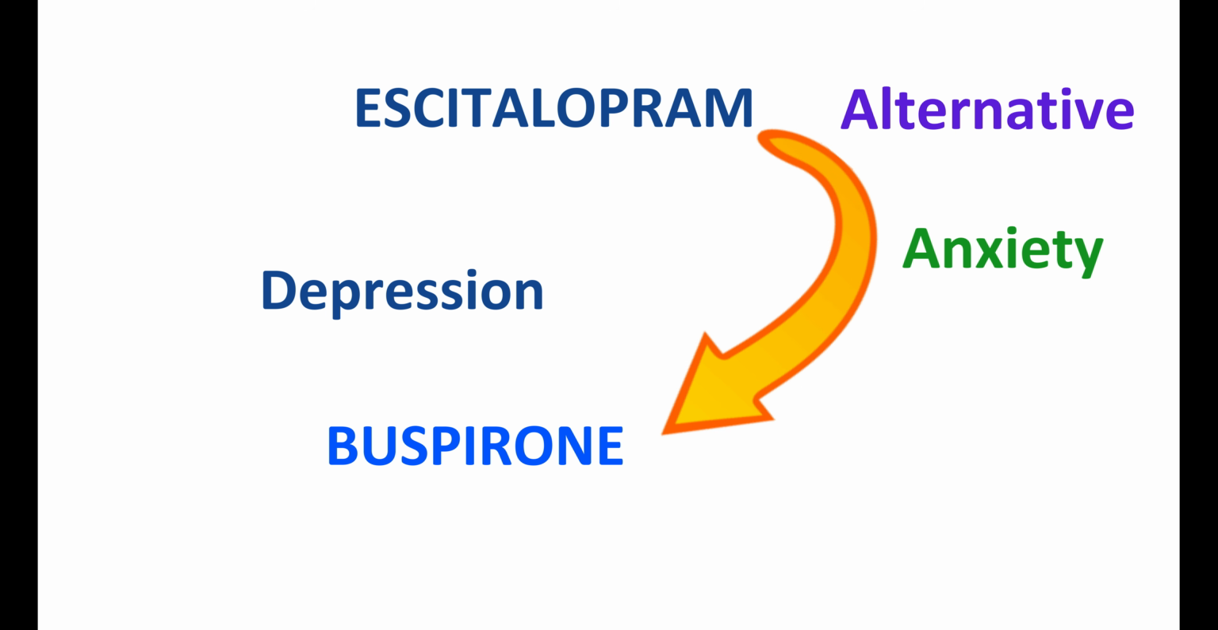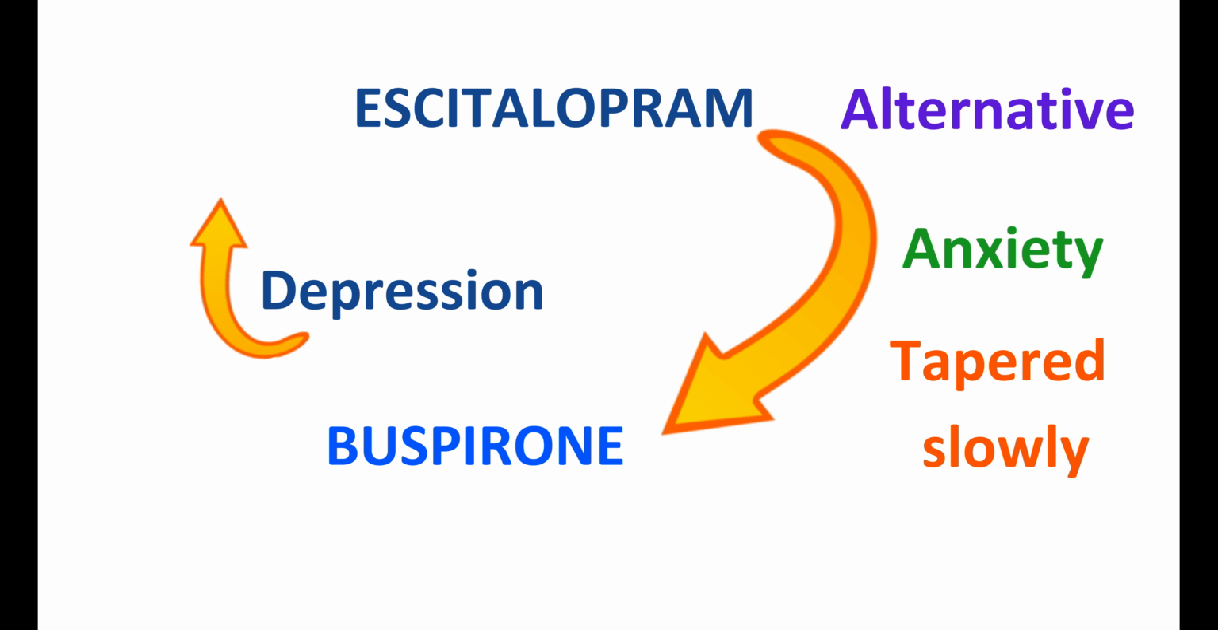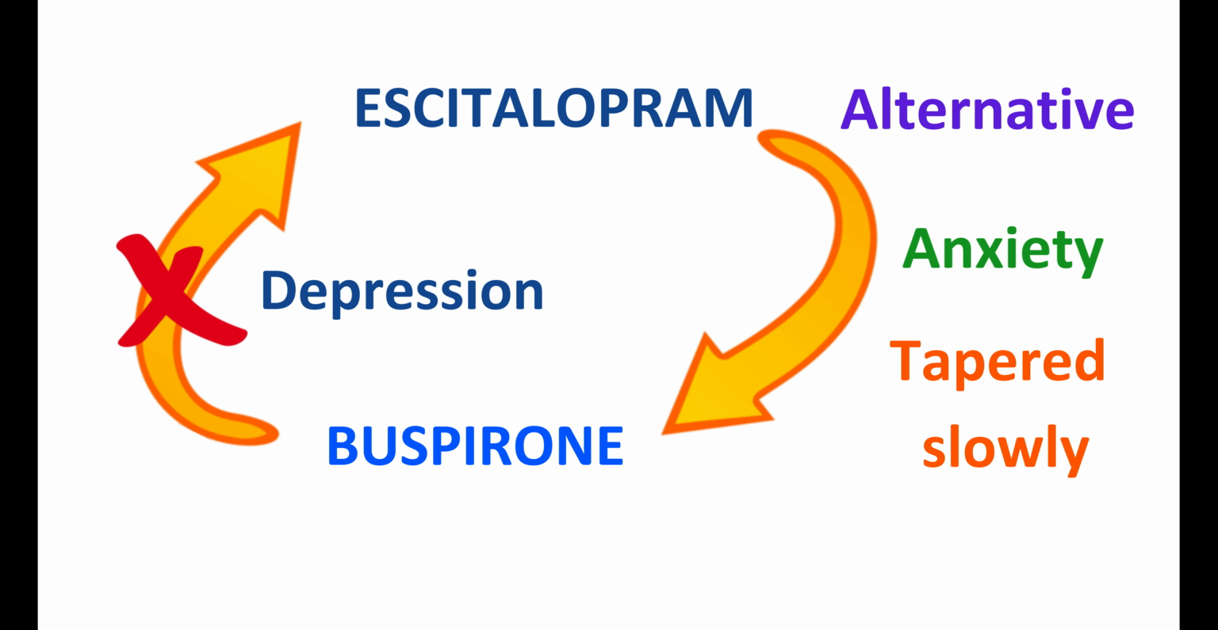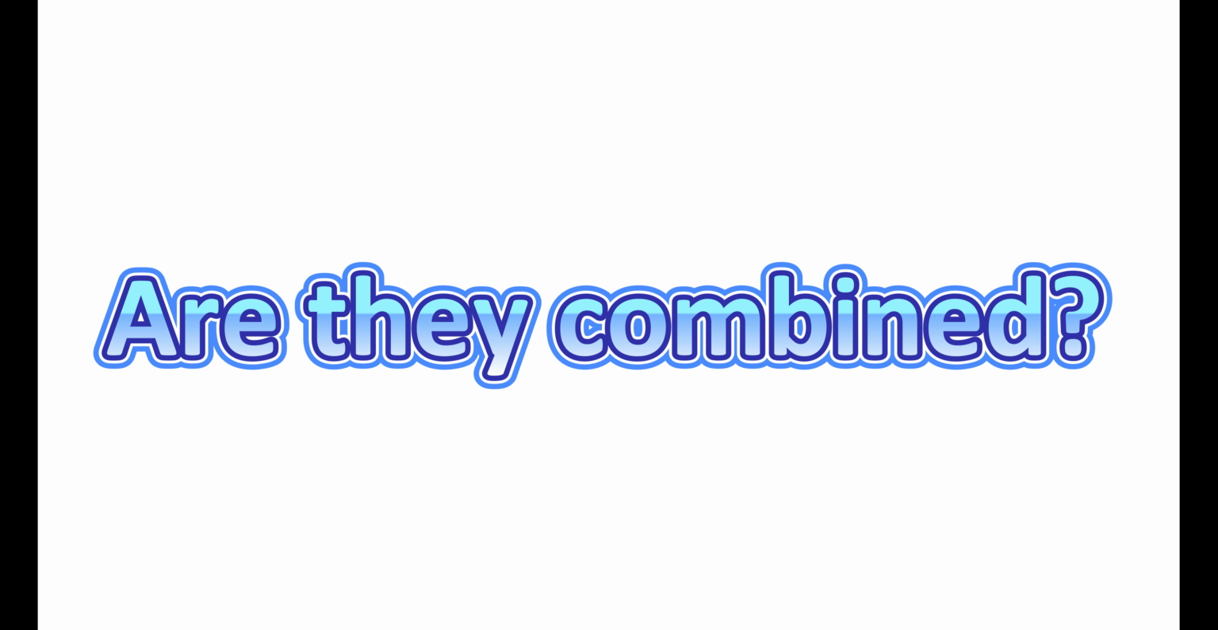So, in people who are having troublesome side effects with Buspirone, SSRIs like Escitalopram can be given as alternatives for management of anxiety. But in such situations, when we switch from one medication to the other, the dose of the medication should be tapered slowly in order to avoid any withdrawal effects. On the other hand, Buspirone has no activity on depression, so it is not an alternative for Escitalopram for treating depressive symptoms. Are they combined?